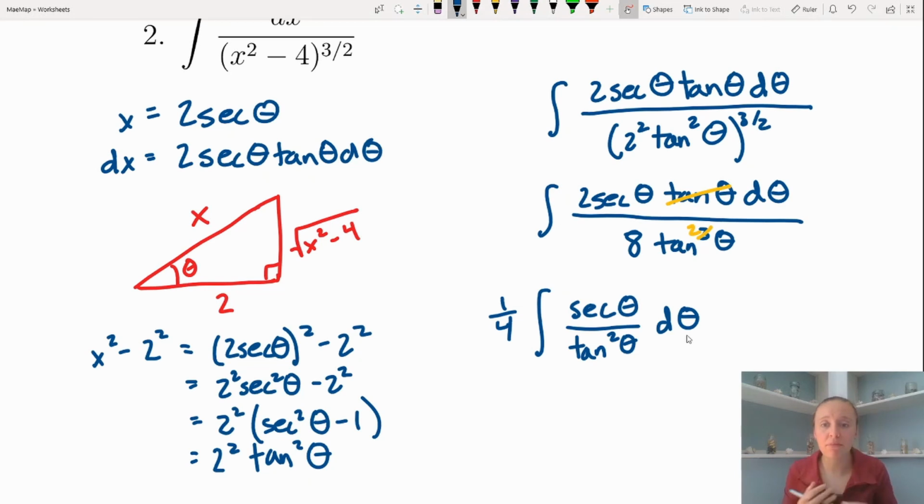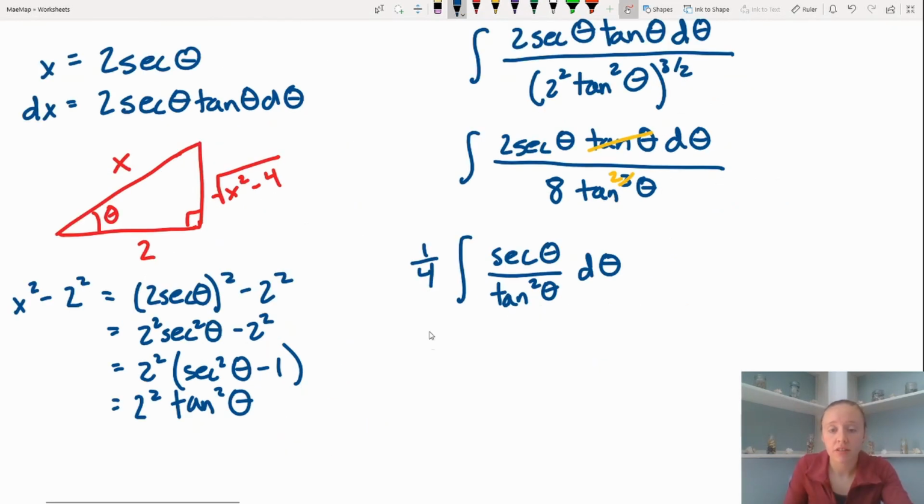However, currently I'm not quite sure how to integrate this. So if I think back to my trig integrals, if I set my u as tangent, well, the derivative of tangent is secant squared, which I don't have in my numerator, so I don't have that good du. So what I'm going to do is I'm going to have to do a little bit of rewriting. I know that secant of theta is 1 over cosine of theta.